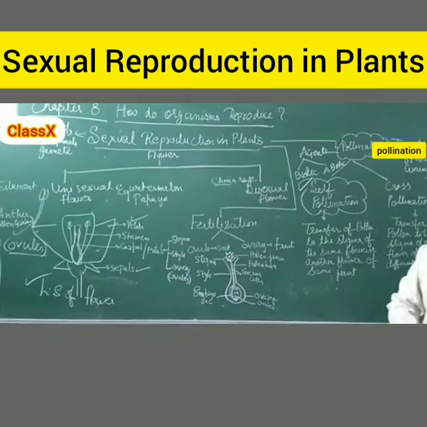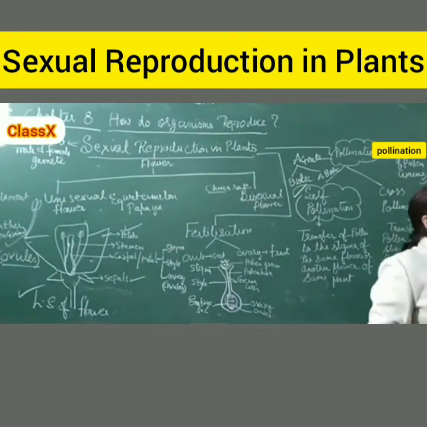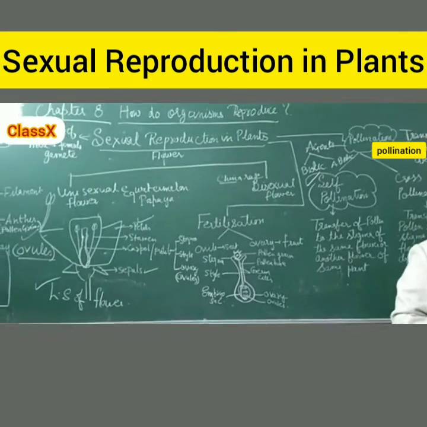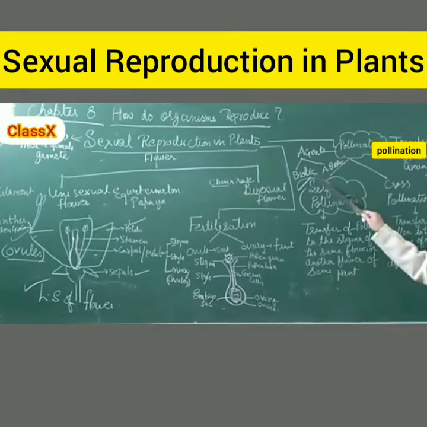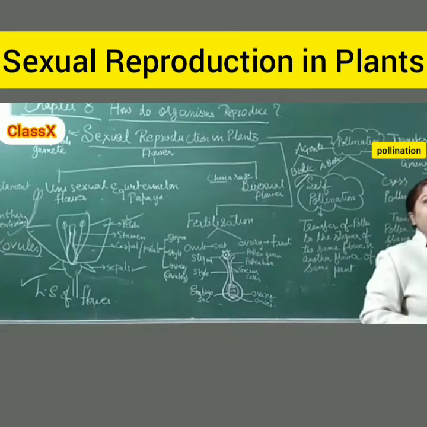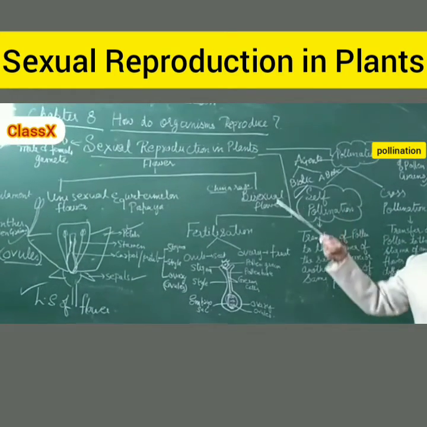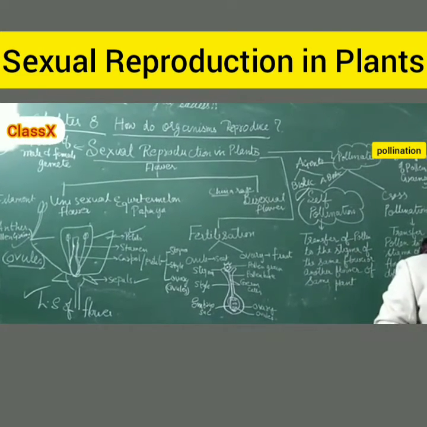So, which will be the abiotic agents? Air, water and wind. Right? Because pollen grains are very light, they can be taken away with the help of wind also. And biotic components will be insects, houseflies, human beings, animals. We can also transfer the pollen grain from one place to another place.